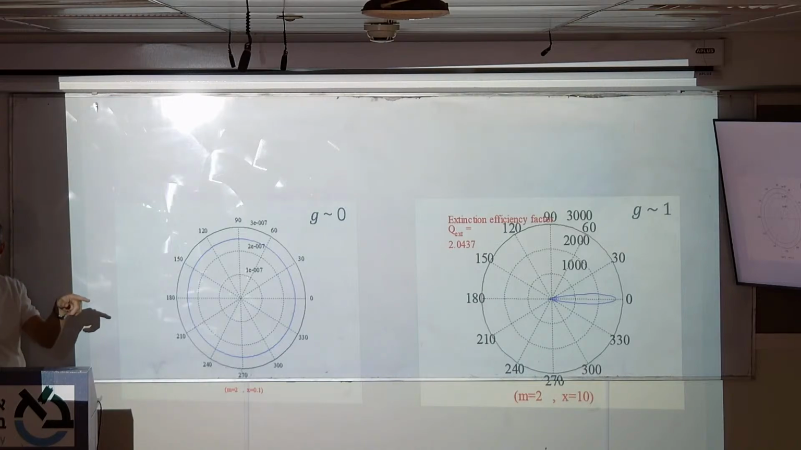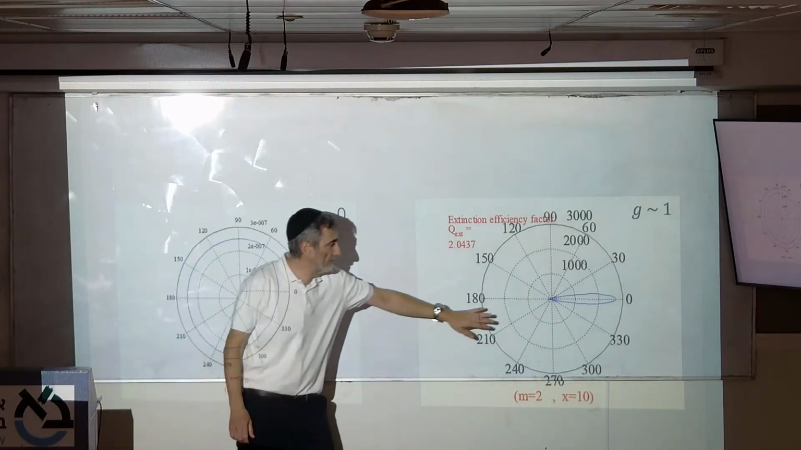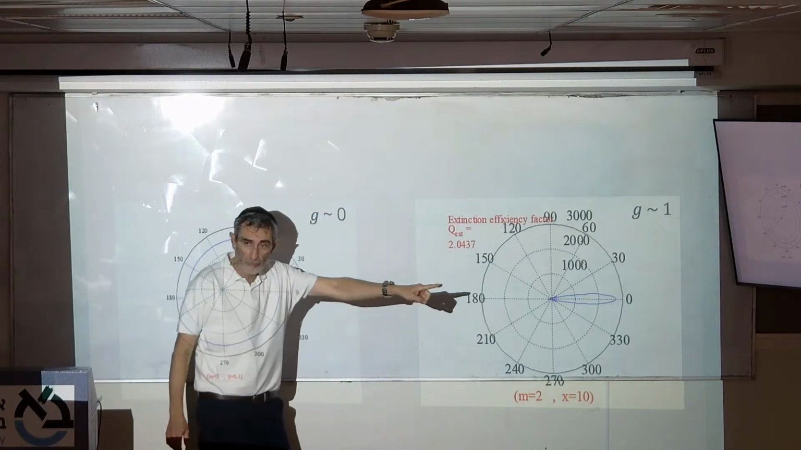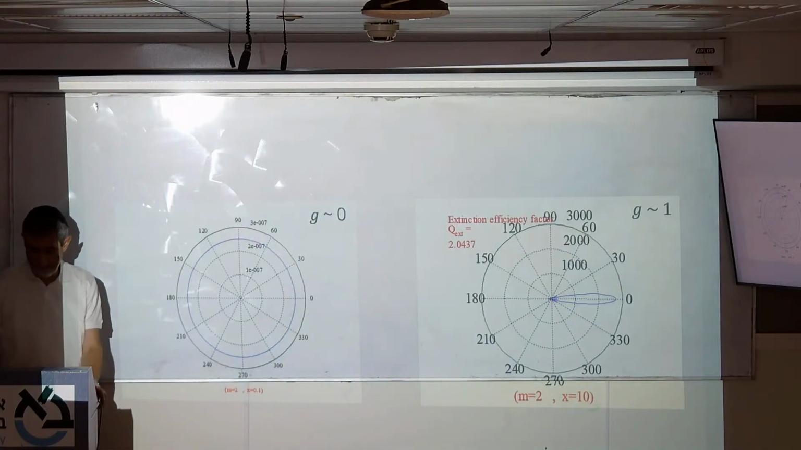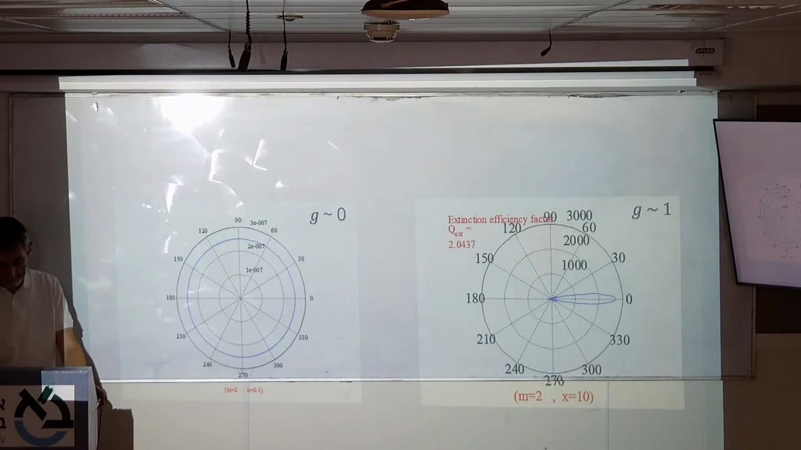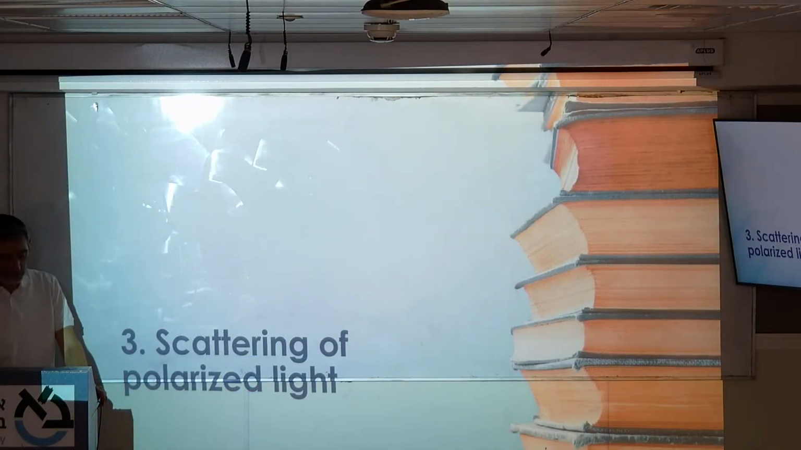So I want to finish rapidly by exploring the case of polarized light and how polarized light is scattered. We saw that the scattering amplitude is now a tensor or matrix, with 4 elements. Those are complex number fields.